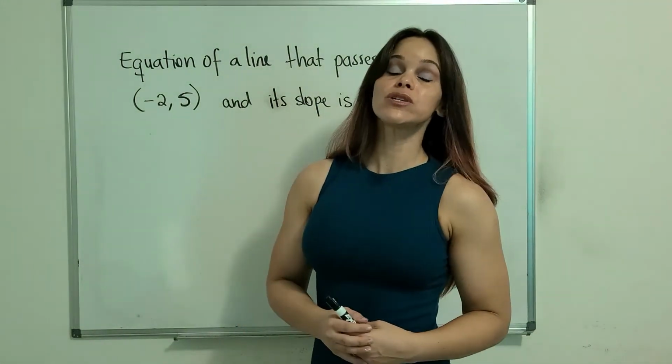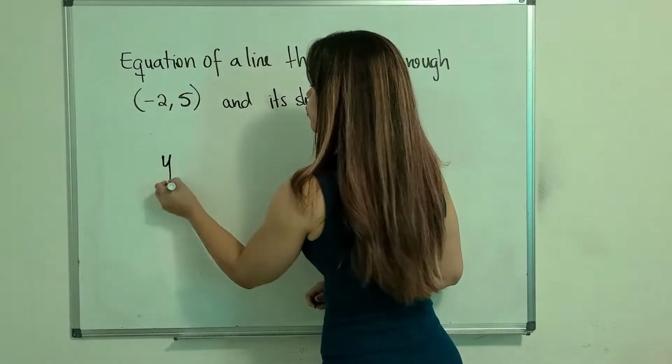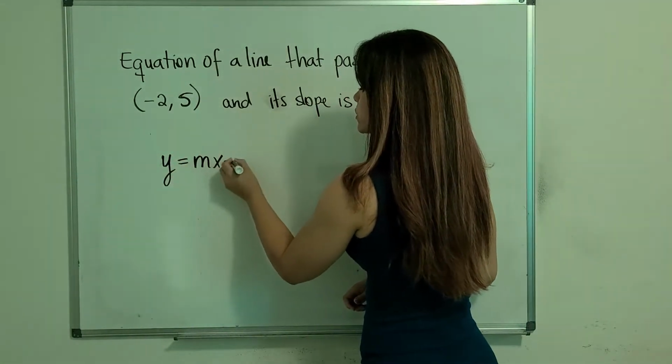Hi everyone! In this video, we're going to practice how to write the equation of a line in slope-intercept form. Let's see some examples. When we want to write the equation of a line in slope-intercept form, we've got to remember the formula. Remember that it's going to be y = mx + b.